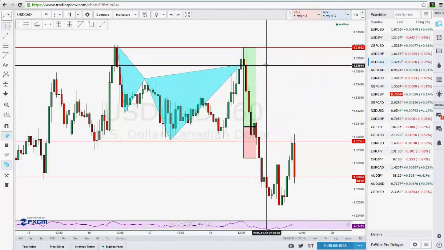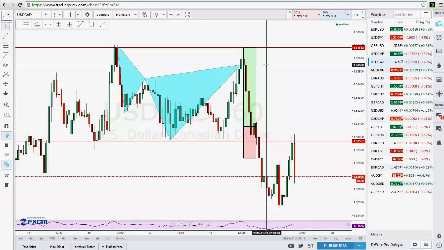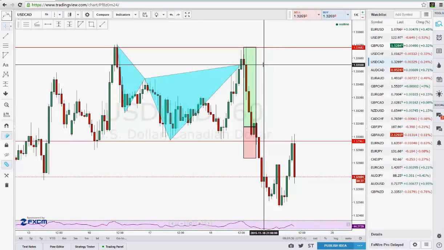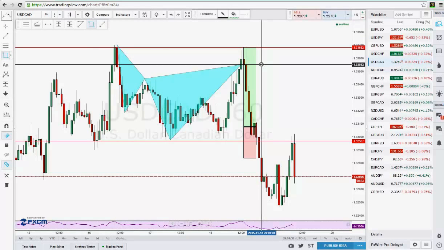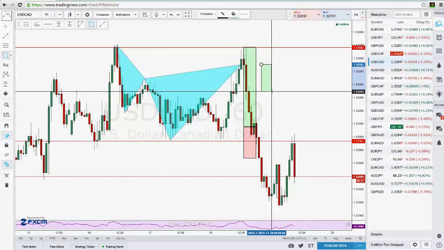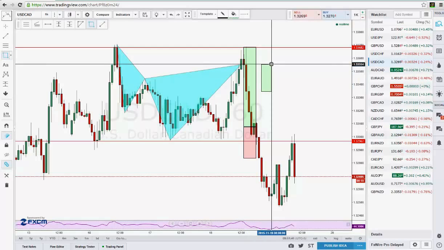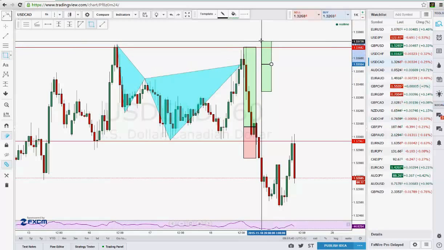Well, the way I trade cipher patterns is I just put a limit order right at the D leg with targets down at a 382 retracement and a stop loss above X.